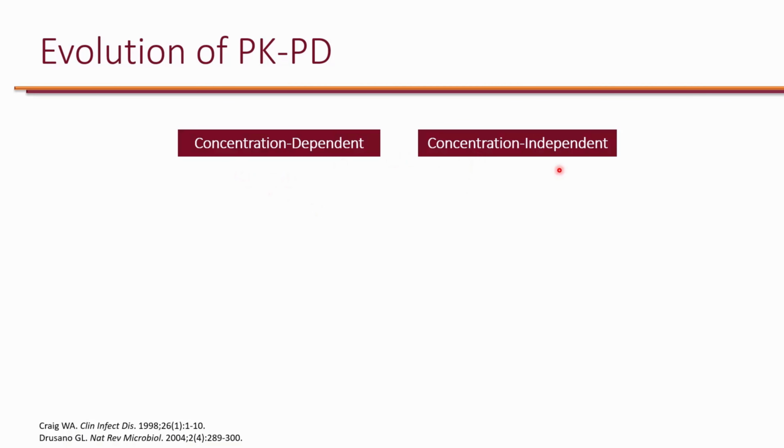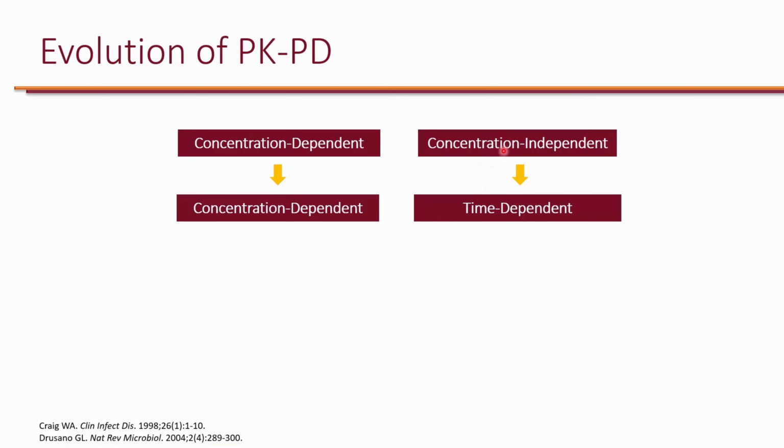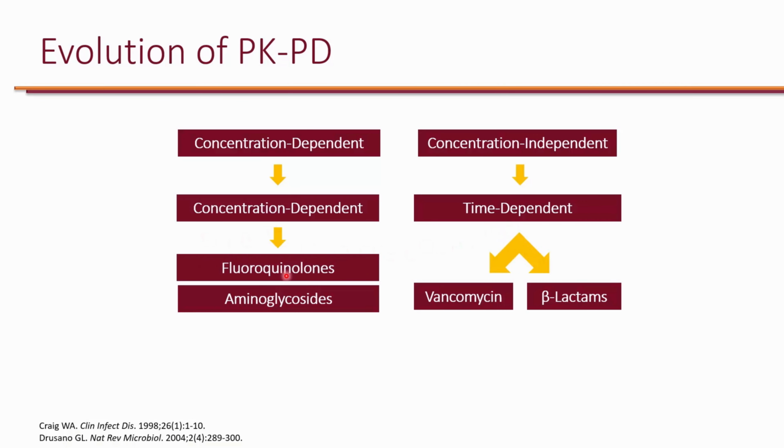Now we're looking at the evolution of PK/PD. So as time went on, clinicians started to refer to concentration independent as time dependent. So we had concentration dependent and then we had time dependent. As I showed you in the examples, fluoroquinolones and aminoglycosides are concentration dependent. And then the time dependent would be the beta-lactams as well as vancomycin. The PK/PD parameter for time dependent, specifically for beta-lactams, is the time above MIC. So it's not necessarily the concentration of beta-lactams, it's more how long the concentration is above the MIC that would result in maximum killing of organisms.